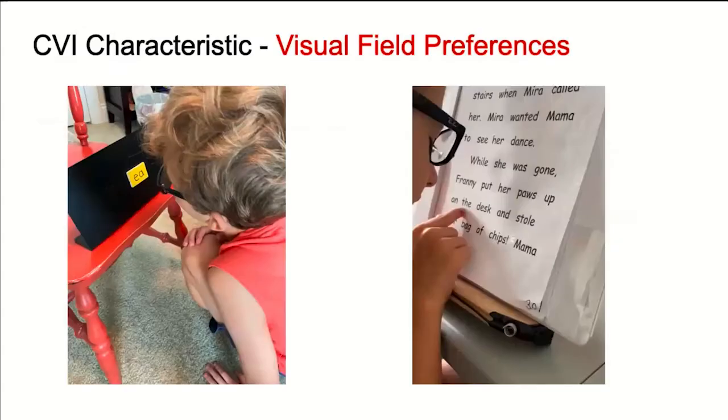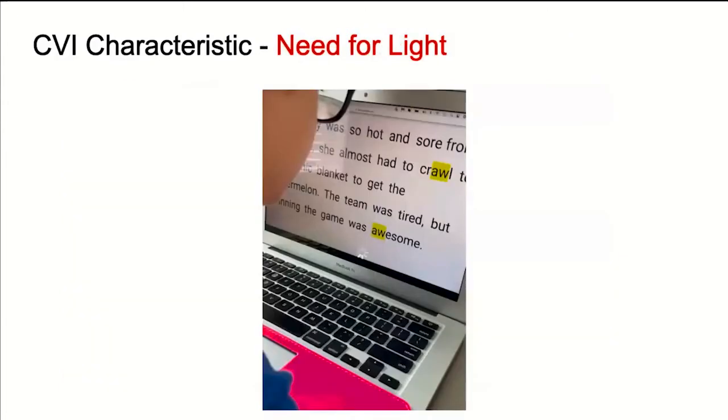Visual field preferences is the next CVI characteristic. We encourage my grandson to position materials in his best visual field. We always use a book stand for what he's reading. We will also raise the computer screen, my iPad, to where his vision is best. So again, we experiment and we encourage him to be the one in control.